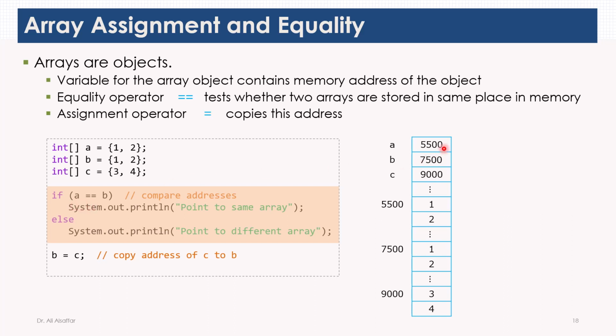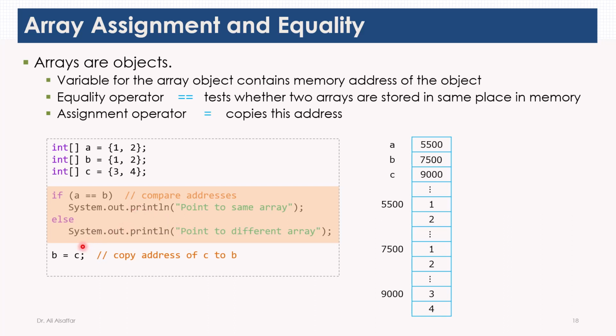What do we have in A? We have the address of the array A, 5500. And what do we have in B? We have the address of the array B, which is 7500. And in fact, these two arrays are stored in different places in the memory. So therefore, definitely they are not equal. Although element by element they are equal, the equality does not check the array elements one by one. It checks the addresses, and therefore what will be printed on the output screen? It will say that they point to different arrays. This is regarding the equality operator.